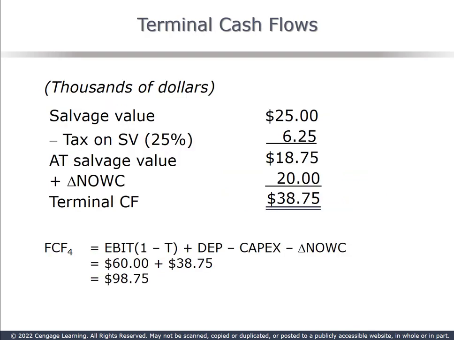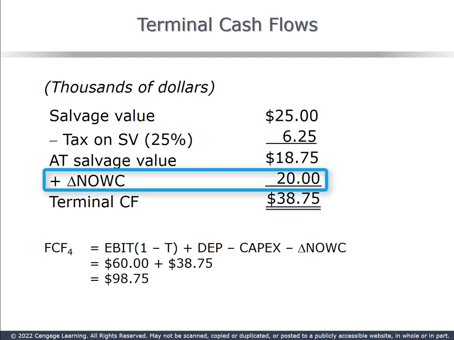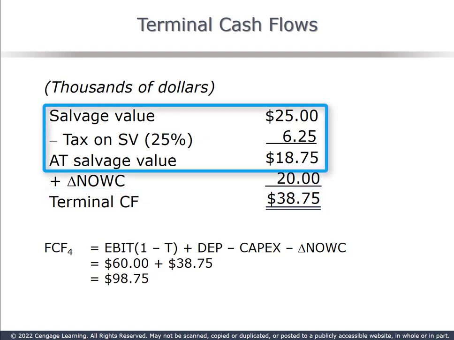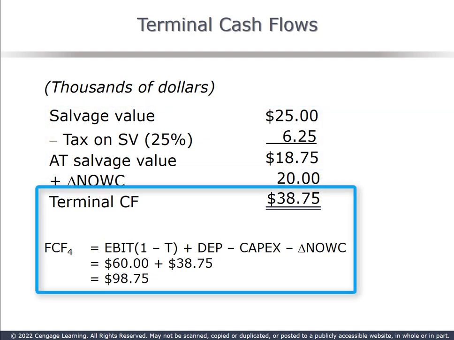Let's look at terminal cash flows. We recover all investment in net working capital in the final year of a project, so the $20,000 is an inflow in year 4. We were told that the equipment would be worth $25,000 at the end of the project. Since it was depreciated to zero book value, the entire $25,000 is a taxable gain at 25%, $6,250 tax. So the net salvage value is $25,000 minus $6,250, $18,750. Our terminal cash flow is $38,750, and the terminal cash flow is added to the operating cash flow.